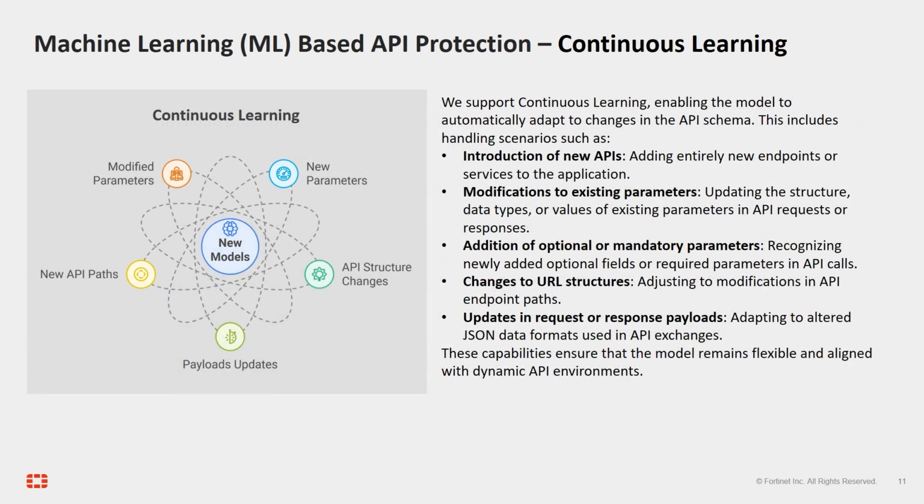FortiWeb's machine learning-based API protection leverages continuous learning to ensure your API security evolves with your environment. As new APIs are introduced, the model automatically adapts to handle new endpoints and services. It also accommodates changes to existing parameters, the addition of required fields, modifications in URL structures, and adjustments to request and response payloads. This flexibility ensures that FortiWeb's API protection remains up to date, providing robust security in response to the ongoing evolution of your API environment.